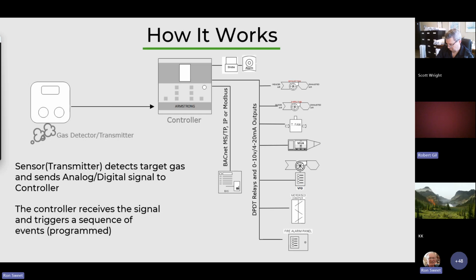A gas detection system works similar to that. There is a sensor inside a gas detection transmitter, and that sensor could be any one of a number of different types that we'll go through in a minute.